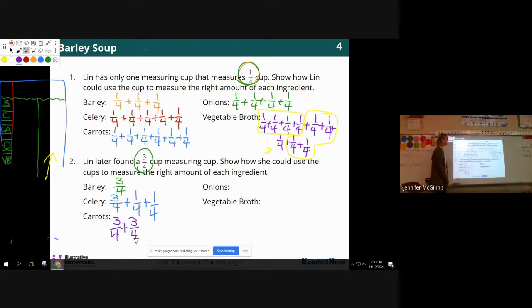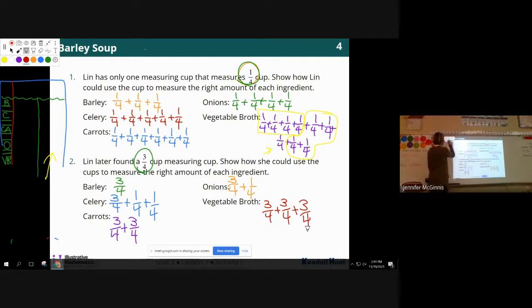Did anybody have anything different? Can you do it that way? Sure. What do you got for onions? 3/4 plus 1/4. And for vegetable broth, this is going to be the biggest opportunity for variation. Annabelle? 3 plus 3/4 plus 3/4. 3, 6, 9. 1, 2, 3, 4, 5, 6, 7, 8, 9. Oh, yeah, that's right.